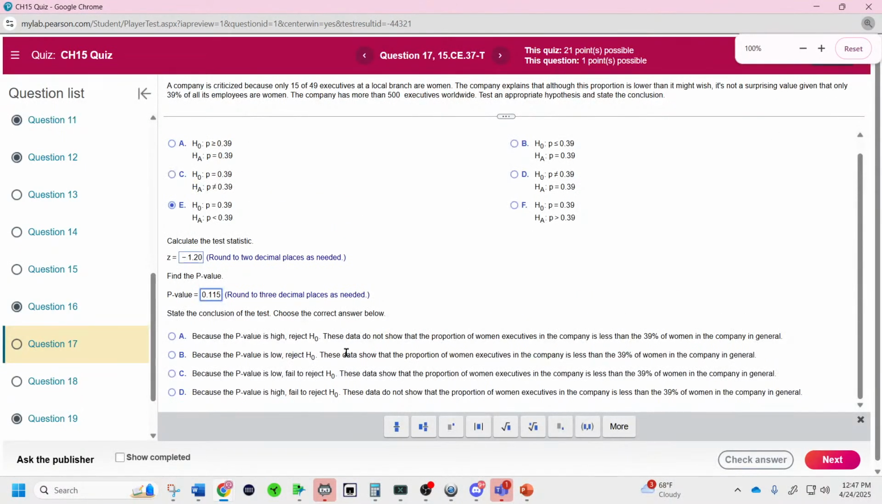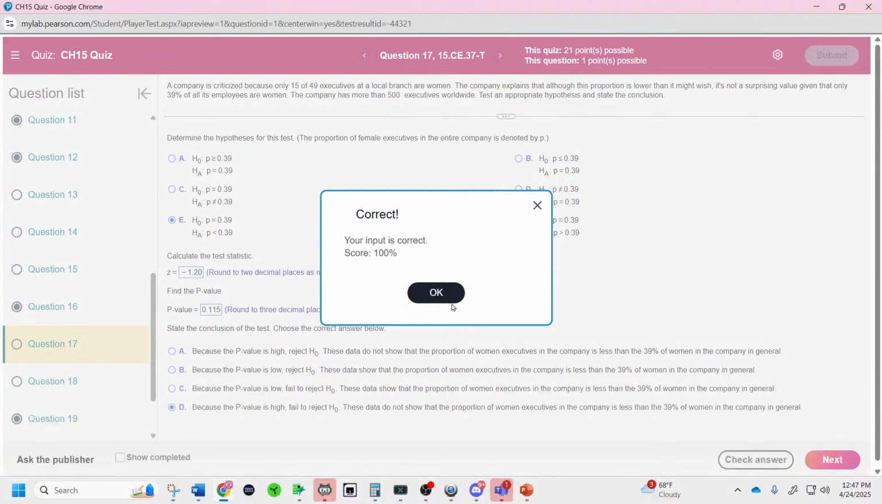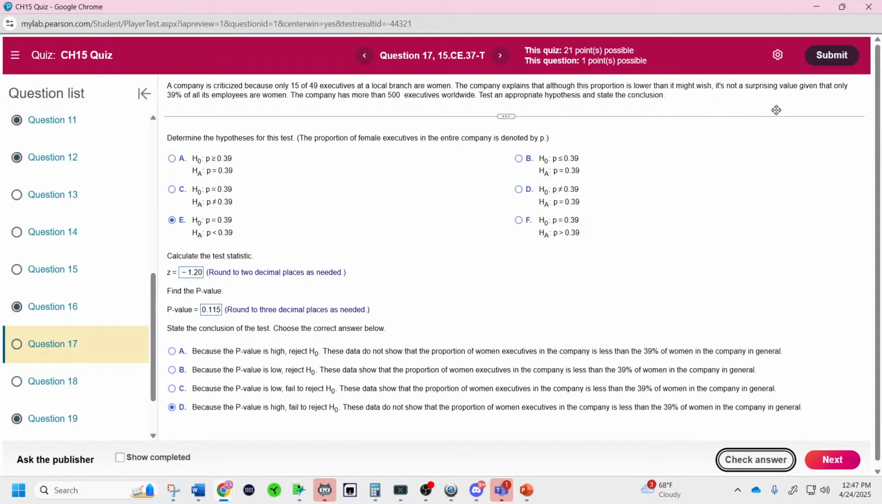The p-value is high, so we can't reject the null. Since the p-value is high, we fail to reject the null. That is, there's no evidence that the proportion is less than 39 percent. I think we did it. Got it. We did that in a little over 2 minutes.